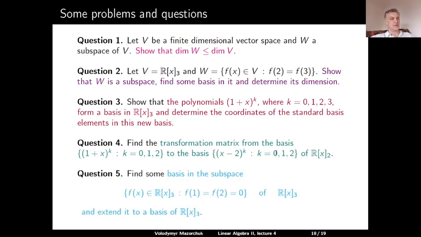Find some basis in the subspace of all polynomials of degree at most 3, such that f of 1 is equal to f of 2 is equal to 0. This is a subspace of R[x]3, and extend this basis to a basis of R[x]3.